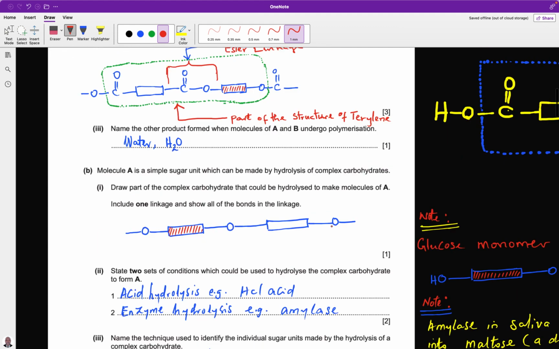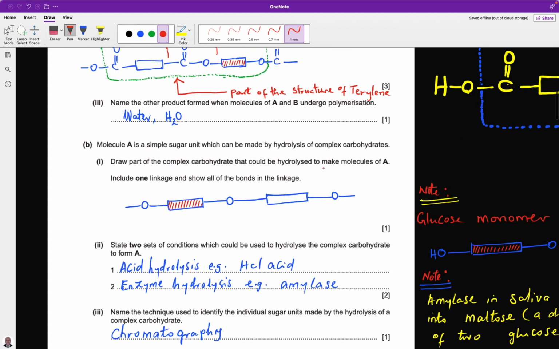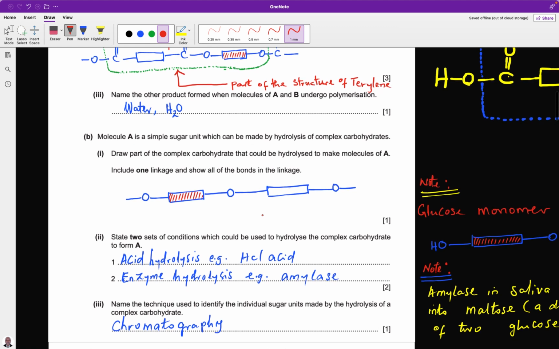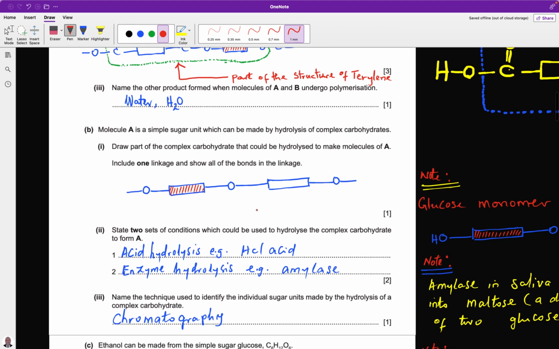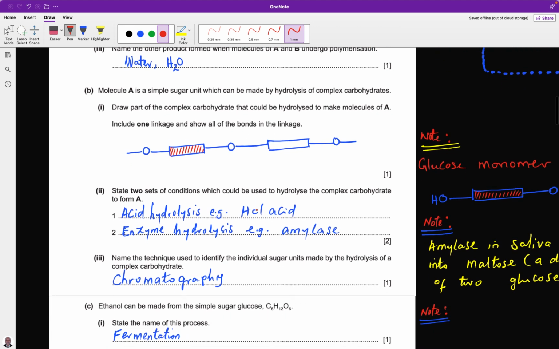So this is a complex molecule that we were to hydrolyze. If we hydrolyze this by using acid hydrolysis or enzyme hydrolysis, we are going to break it from here. And if we break it from here, this is what is going to form. Or if we break it from here, this is what the structure is going to be. So this is part of a complex carbohydrate.